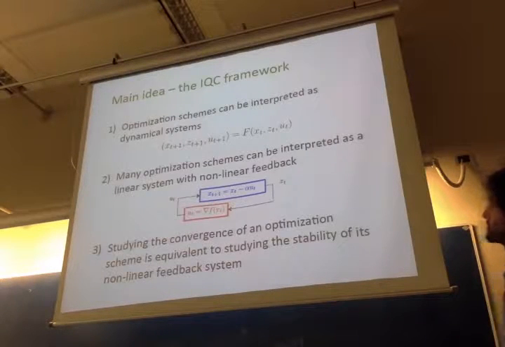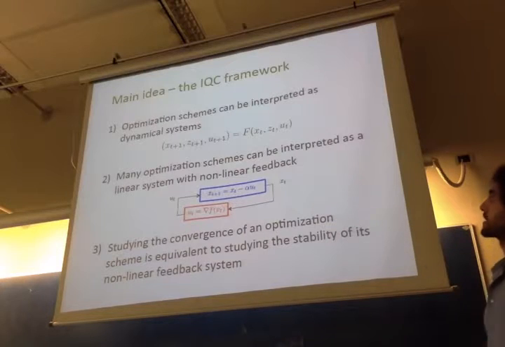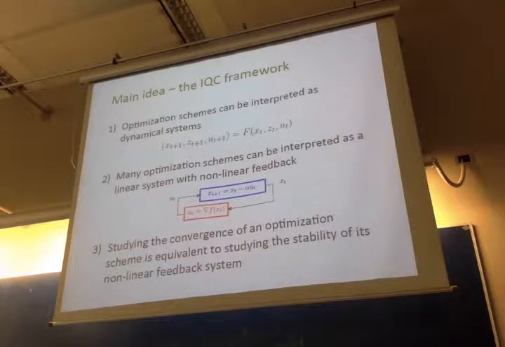So let me just talk about the main ideas here. Although there's not a lot of information theory here, the framework that we're going to use might be useful for you when you have your own iterative scheme and you want to prove rate bounds on it. So the first main idea is that a lot of optimization schemes can be interpreted as a dynamical system, obviously. The iterates at the next step are a function of the previous iterates.